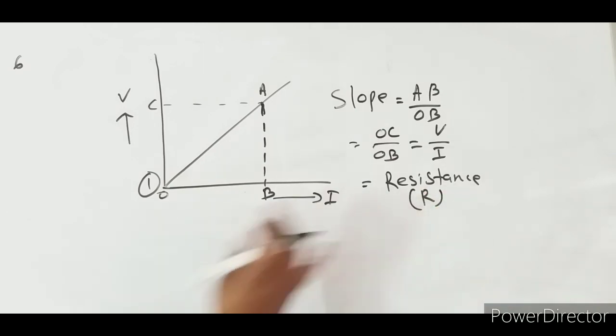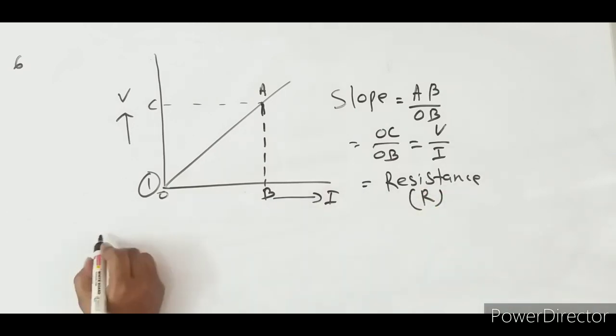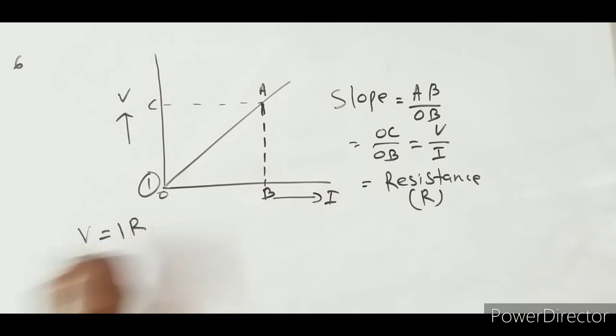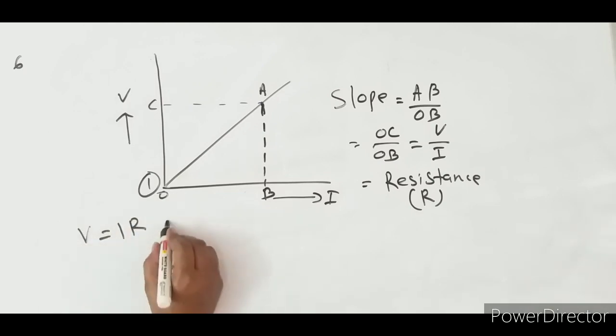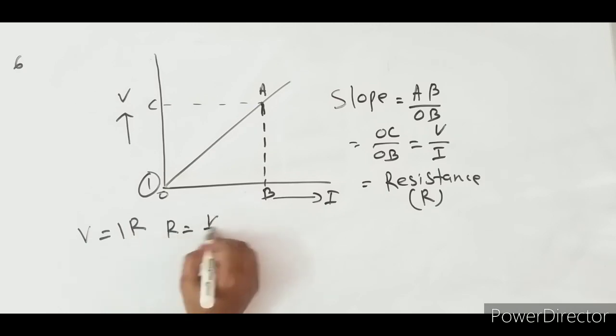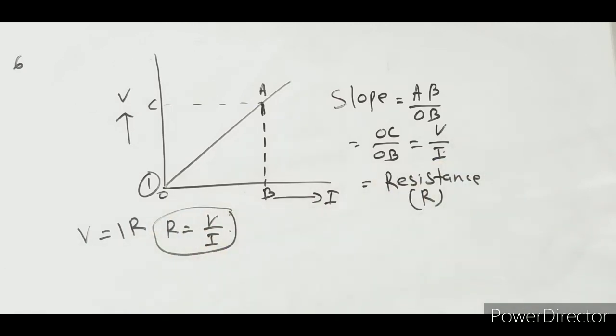So how to remember this one? We have the formula V equal to IR. From here, what am I getting? R equal to V by I. This one we are getting. So the slope of the VI graph gives resistance.